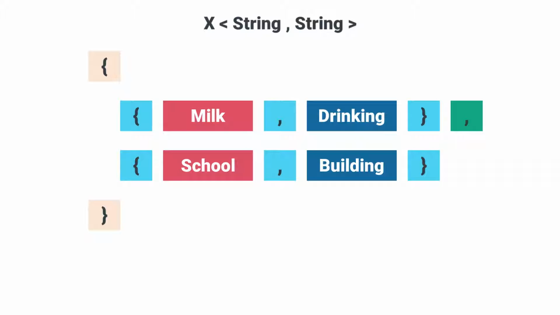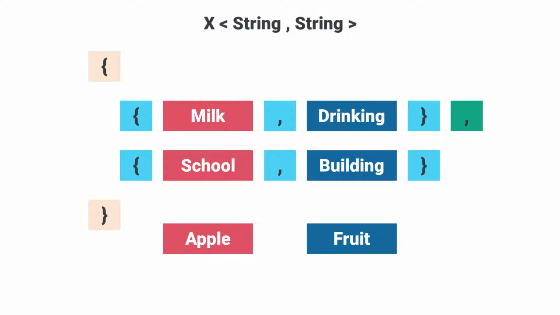Suppose we only have these two pairs in the dictionary. I want to insert a new pair. Key is apple, and value is fruit. You can do that as follows.